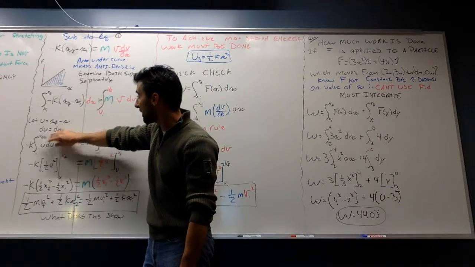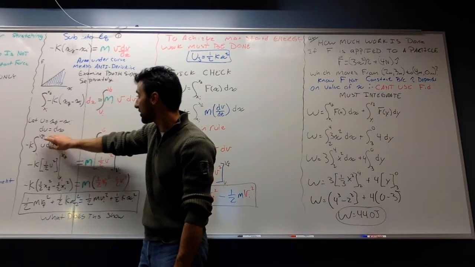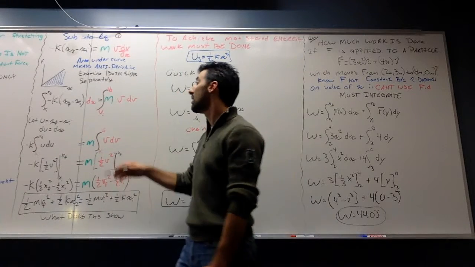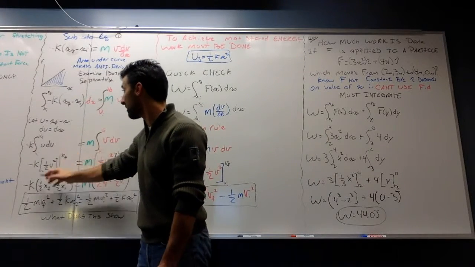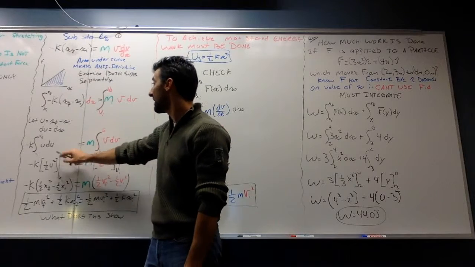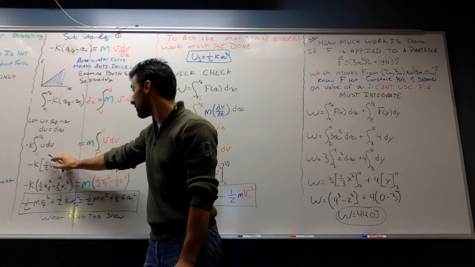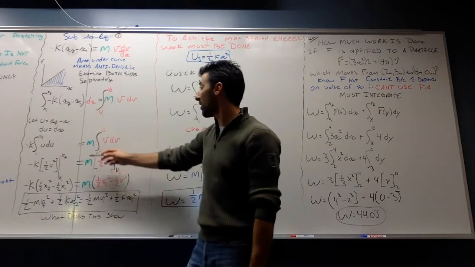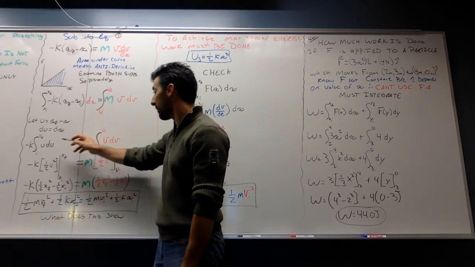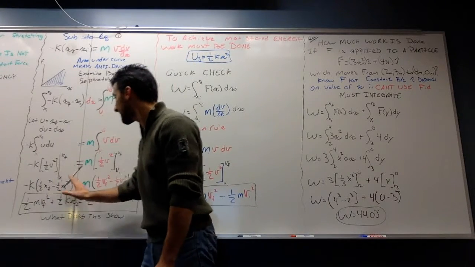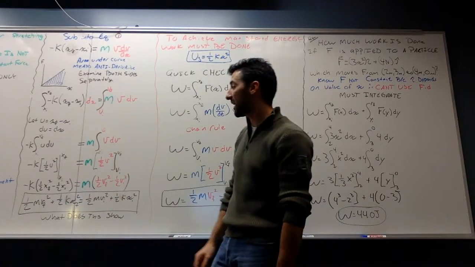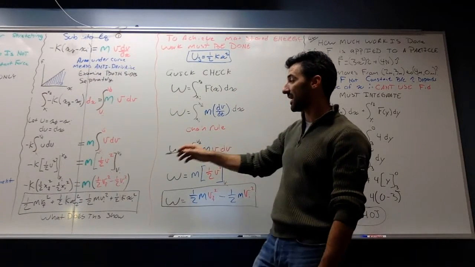So now I'm left with the antiderivative from my initial position to my final position of u du. When I take that antiderivative, I'm left with my constant, negative k. The antiderivative of u is 1/2 u squared. From my final to my initial position, I plug that in, and on the left side I have my constant, 1/2 kx final squared minus 1/2 kx initial squared.